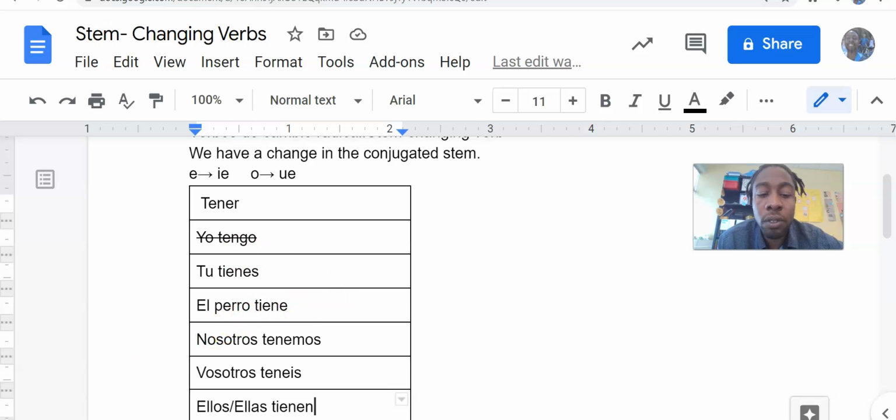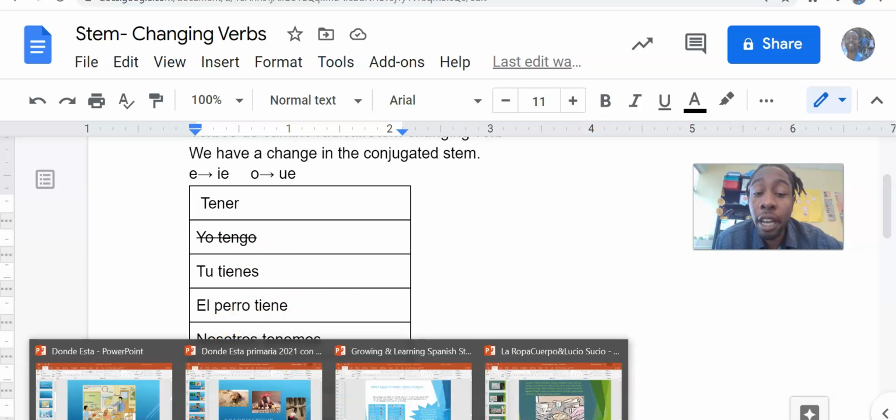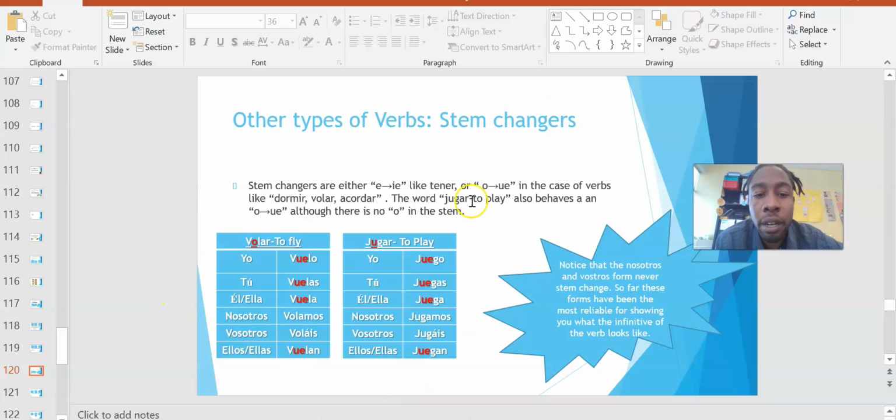So let's go over to the book and take a look at some examples of how we use these. Here in this part, I just list a few verbs that will actually do a stem change. I'm trying to show you that we have the ones that go from E to IE or O to UE. So a great example is the verb volar.